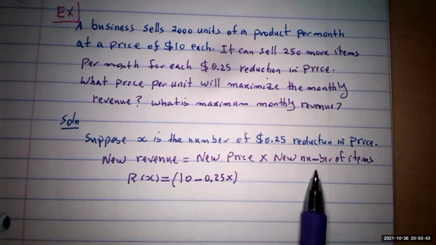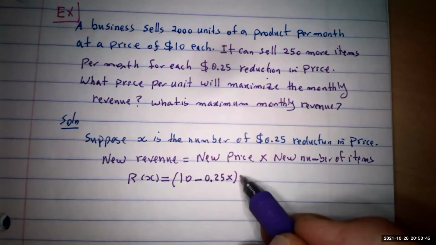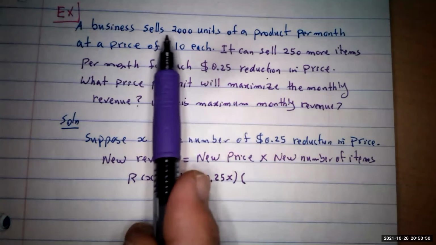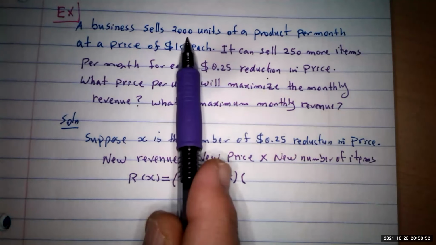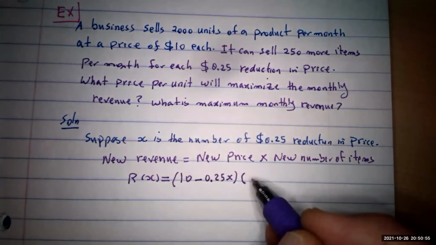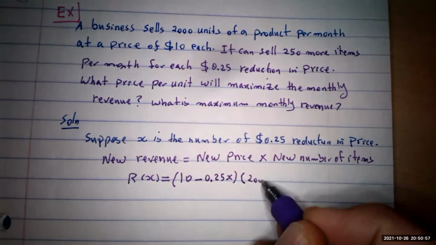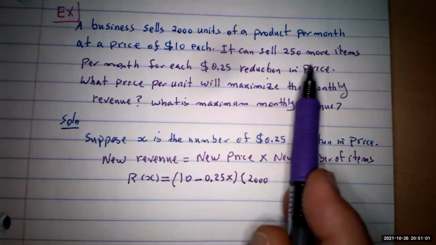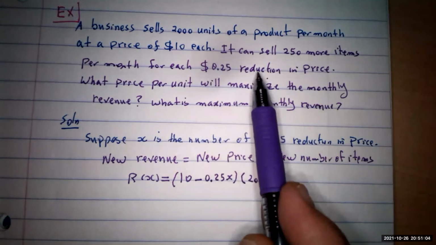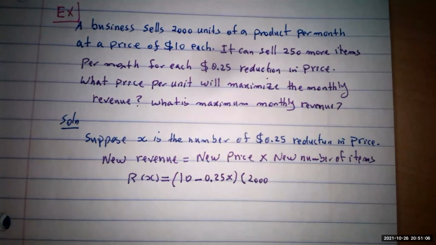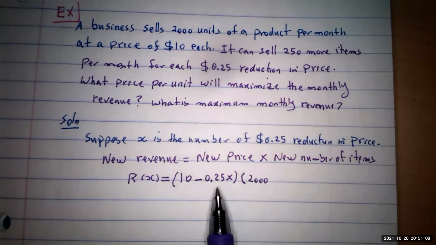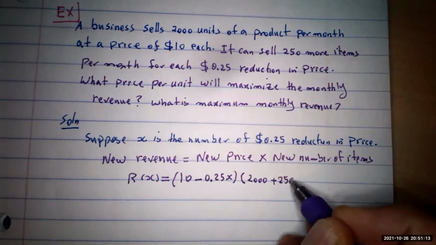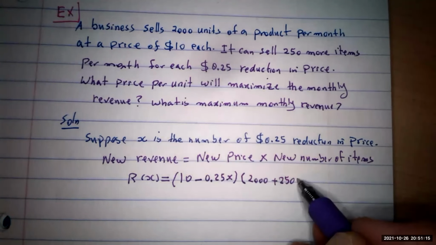Times the number. So what was the old number? Previously, you sold 2,000 units per month. But what will happen now? If you offer discounts, you get more customers. How many more? Anytime you reduce the price, you get 250 more customers. How many times? X number of times.